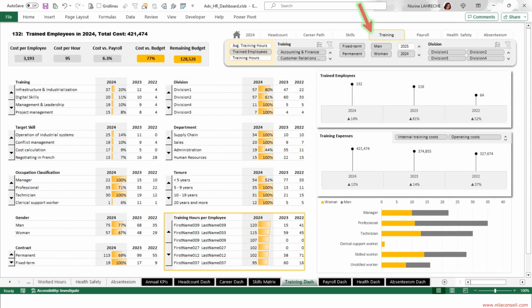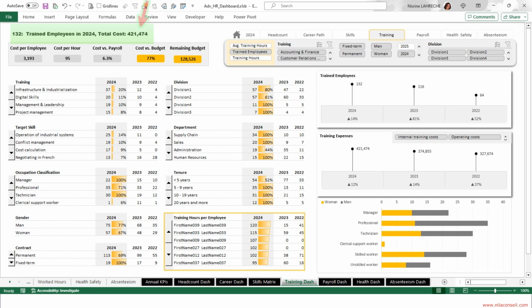The Training Dashboard allows you to track employee training metrics over 3 years. Use the slicer to select the calculation type. Average number of training hours, number of trained employees, or number of training hours. The company trained 132 of its employees.